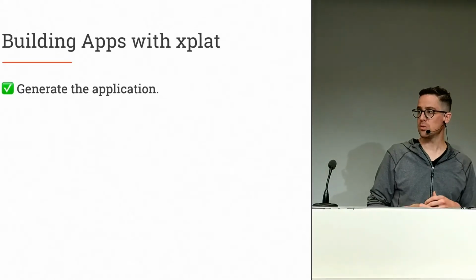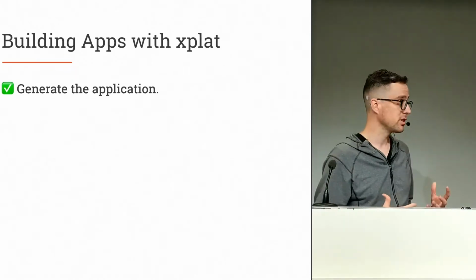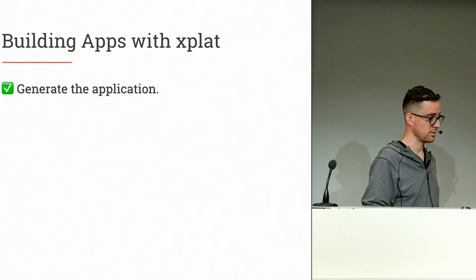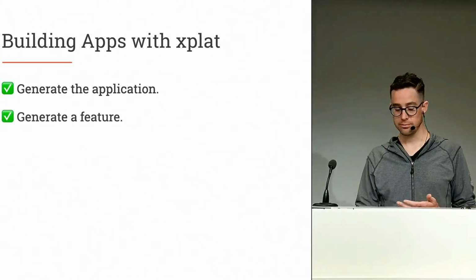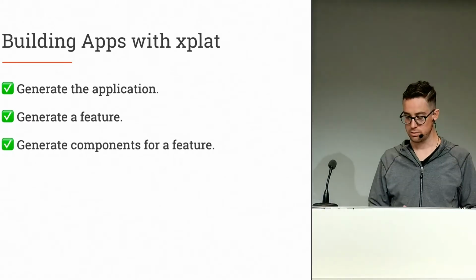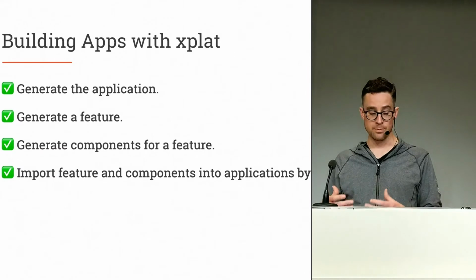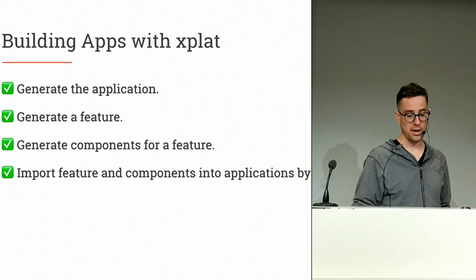Okay, so the steps that you're going to follow when building apps with XPlat: the first thing you're going to do is generate an application, and we'll do that here in a second. Then you're going to generate a feature. And then on top of that feature, you're going to generate the necessary components for the feature. And then you're going to import that feature and the necessary components into an application by platform.